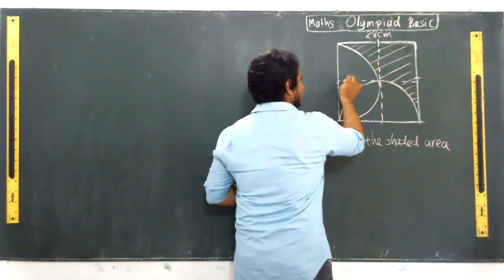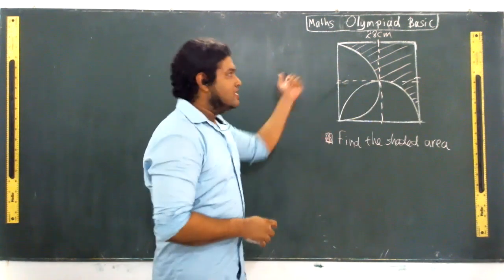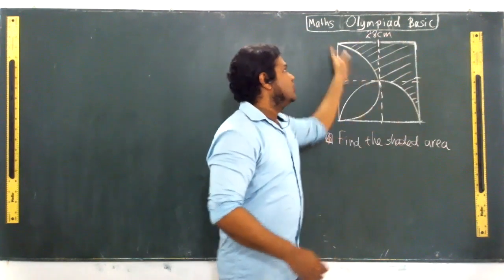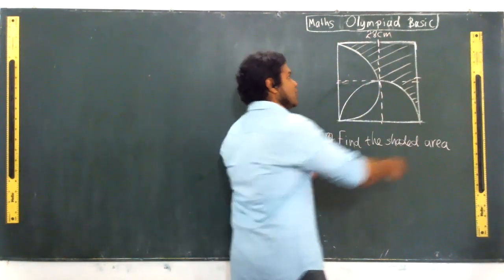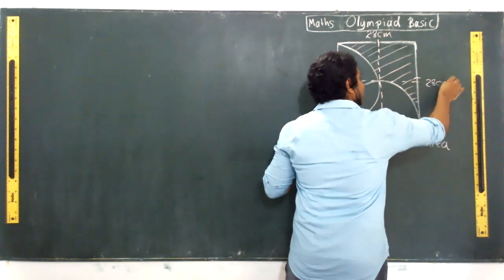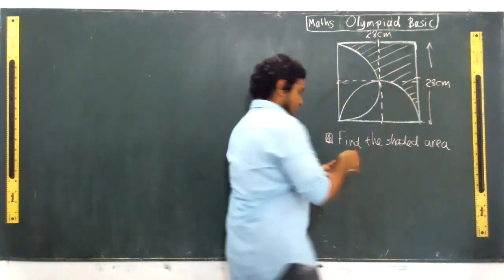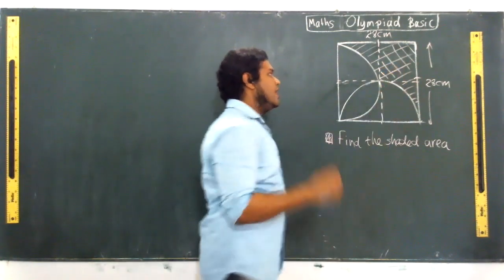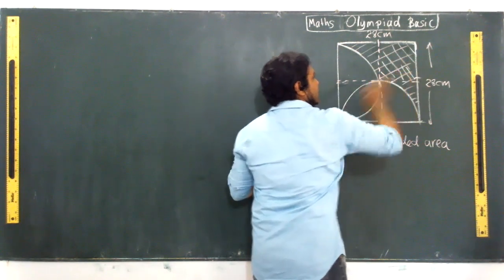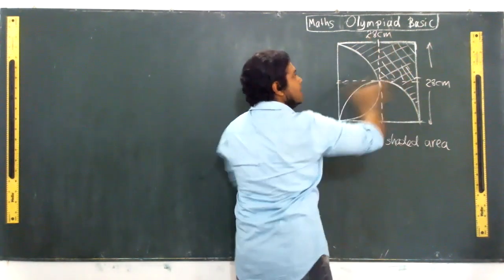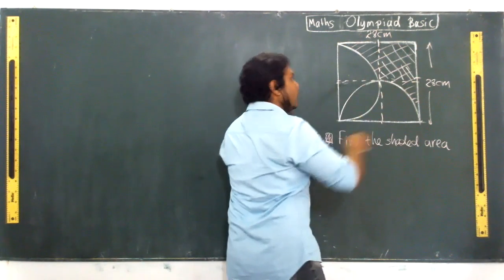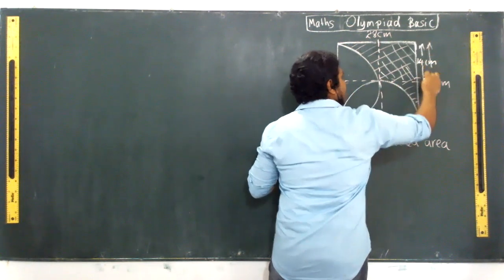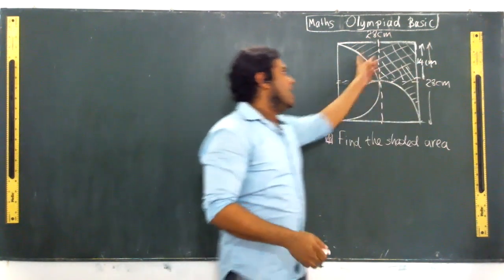Are you okay? Now all the figures separated are standard, right? Because this is a square of 28 centimeters, and we can mark 28 everywhere. Because of 28, the intermediate square that we got, we can find its area, because it's half of the whole length. This will be 14 centimeters, 14 centimeters, right? Then you can find this area.